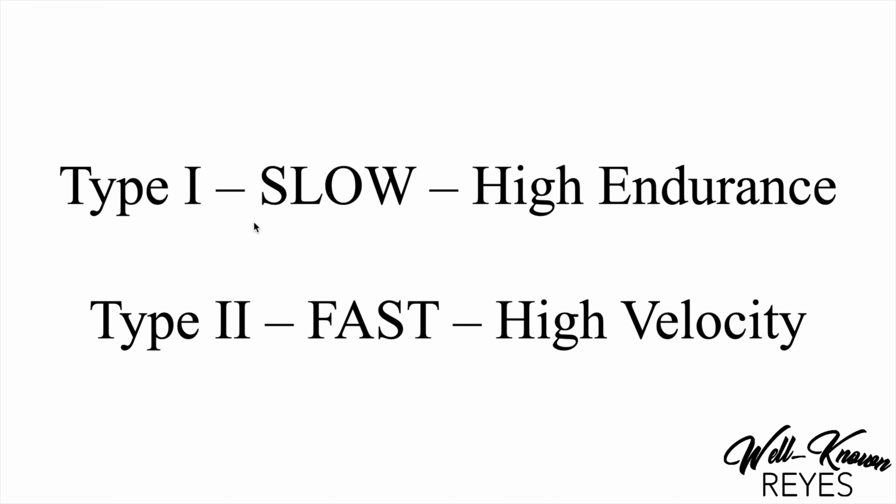Type 1 fibers are slow twitch fibers. These are the high endurance. So what that means is that they are going to provide much smaller movement, okay? They have a high resistance to fatigue. So those are going to be your long distance runners. These are the individuals that are going to continue to use the type 1 slow twitch fibers.